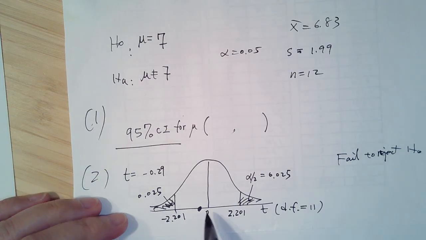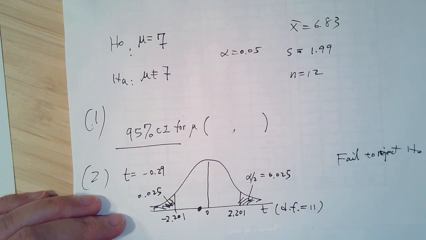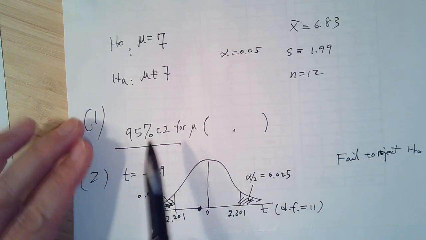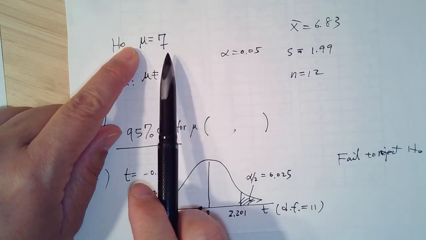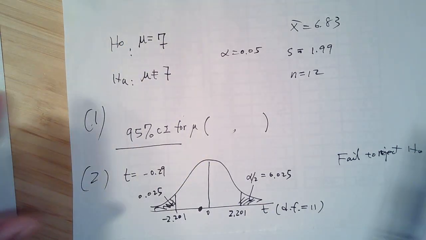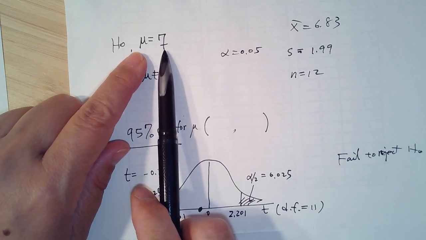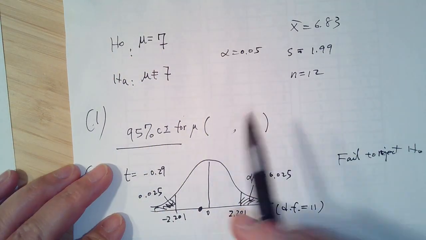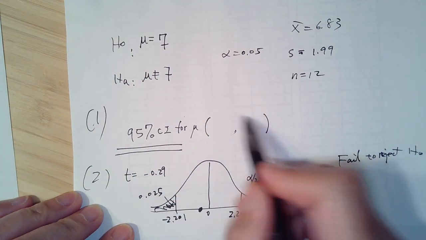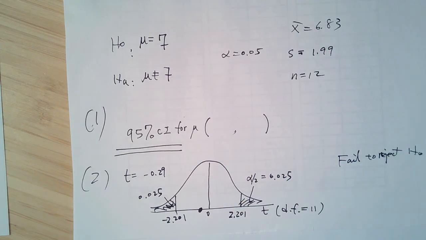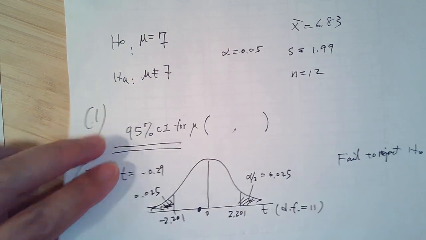And when you fail to reject H0, that means you most likely, okay, you cannot say that, but you most likely think this might be true, so it could be 7. And when you use the confidence interval method, you're going to see that this interval contains 7. Okay, so that is this first example, and we're going to do the second example.